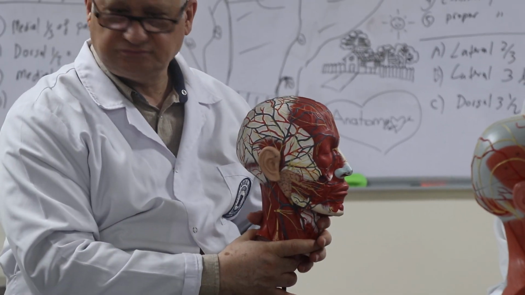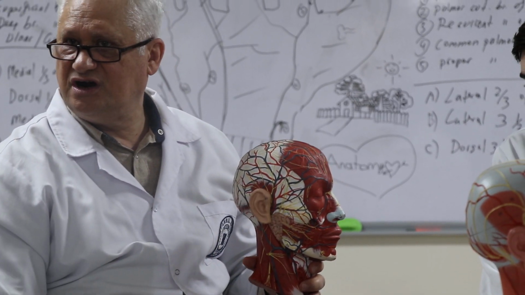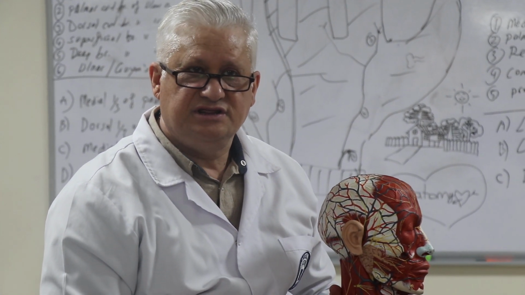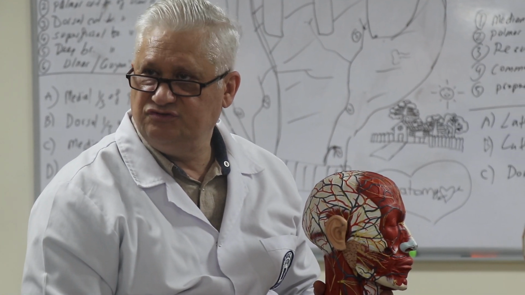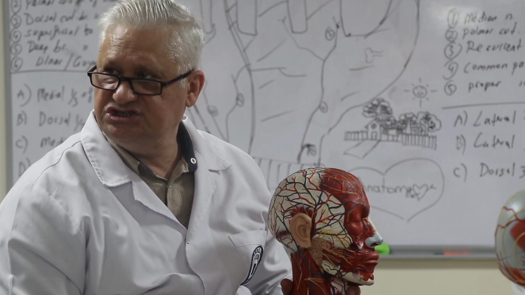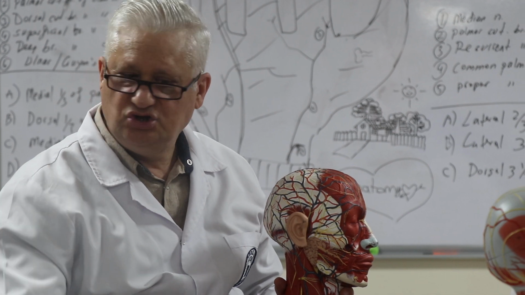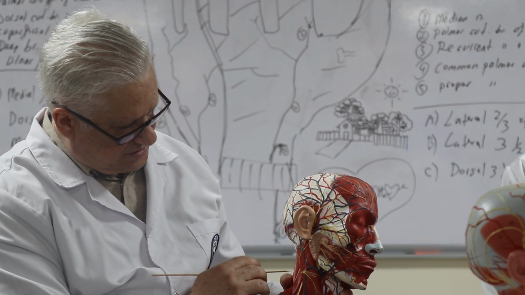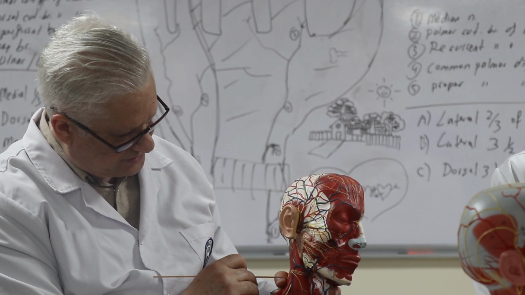Supraclavicular nerves. So what are these? Well, these are cutaneous nerves. What does it mean? It means that these go to the skin and receive your skin sensation like touch, pain, temperature, two-point discrimination, and so forth. And these come out from this area here.